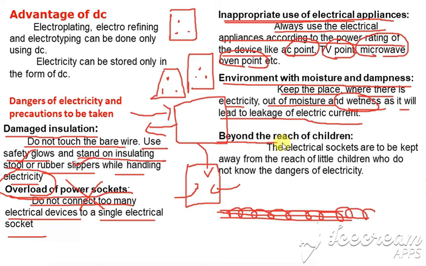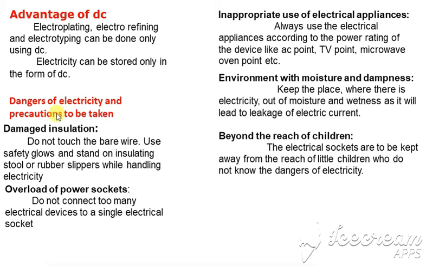Next, the last one is beyond the reach of children. Electrical sockets are to be kept away from the reach of little children who do not know the danger of electricity. So we have to keep the electrical sockets safe. Okay, so these are the dangers of electricity and the precautions.